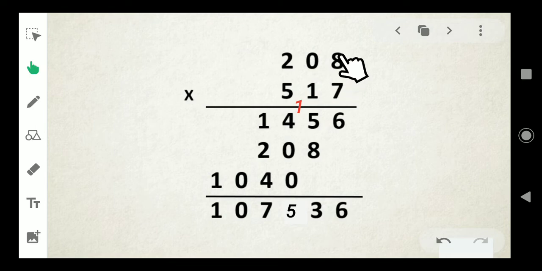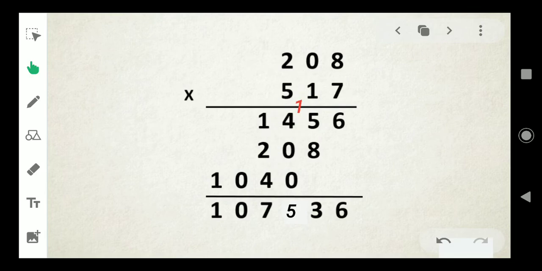Let us begin. 7 into 8, 56. 6 here, remainder 5. 7 into 0, 0. Again, add this remainder 5. 0 plus 5, 5. 7 into 2, 14. Now we are going to multiply with the number in the tens place. So start writing answers in the tens place. 1 into 8, 8. 1 into 0, 0. 1 into 2, 2.